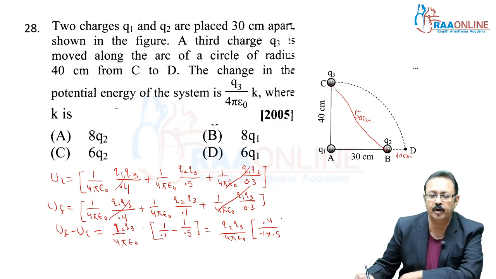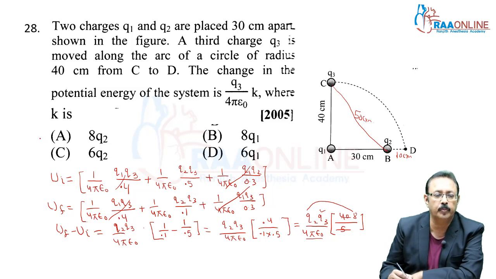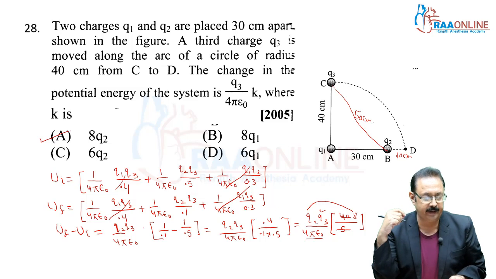Multiply numerator and denominator by 100. Q2, Q3 by 4 pi epsilon naught. You will get 40 in the numerator and 5 in the denominator, so we are getting 8. Q3 is written there, 4 pi epsilon naught is written there. So what should remain? It should be 8 and Q2. So we are going with option A. In this way we got option A for question 28.